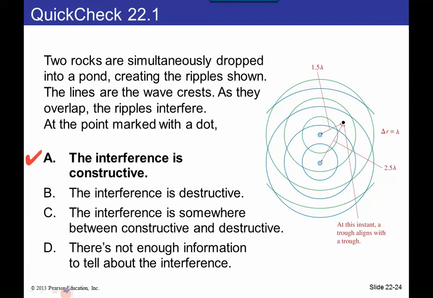Okay, to answer that question, you see this point is 1.5 wavelengths away from the source, and this point here is 2.5 wavelengths away from the source. Therefore that is going to add to a maximum here, because you get exactly the maximum from this wave and from this wave. So it's a constructive interference.